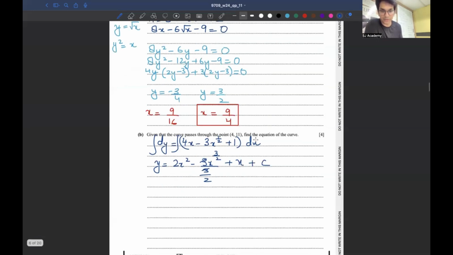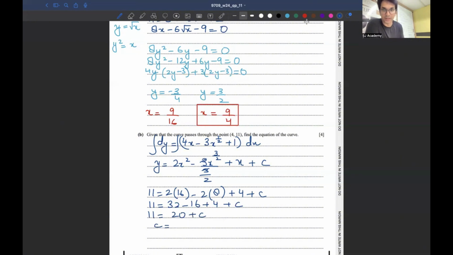So now substituting the values of x and y, which are 4 and 11. So 11 equals 2 times 4 squared, that will become 16, minus 2 times, the value of x is 4 and 4 to the power 3 by 2, that will be 8, as square root of 4 is 2 and 2 cubed is 8, plus 4 plus c. So 11 equals 32 minus 16 plus 4 plus c. So 11 equals 16 plus 4 is 20 plus c.